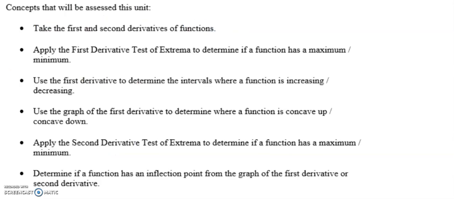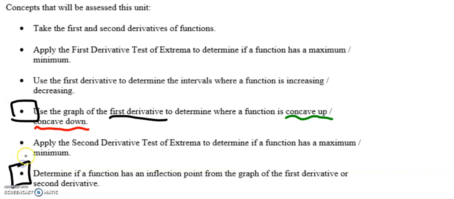Alright, we're back with our Unit 3 list. So today we are going to be focusing on using the graph of the first derivative to determine where a function is concave up and concave down, again based on the first derivative, f prime. We're also going to be determining if a function has an inflection point from the graph of the first derivative or the second derivative.